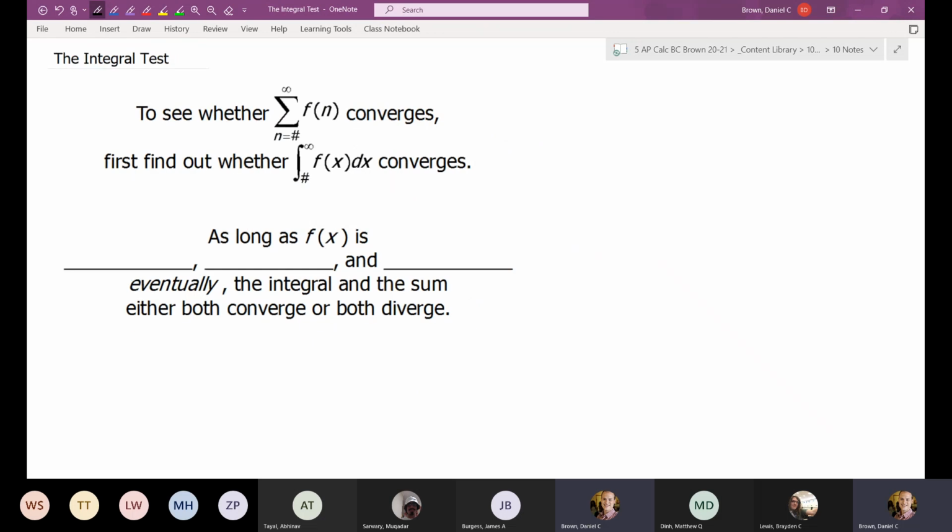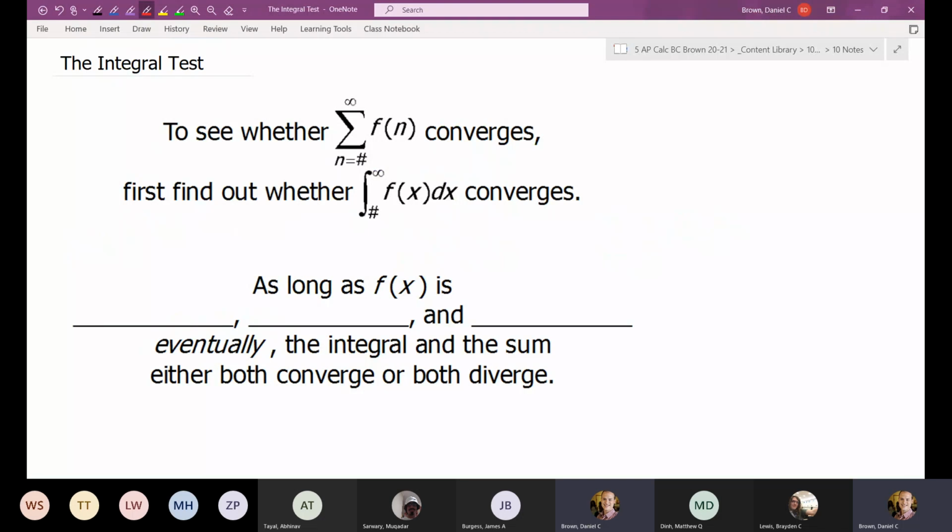So I'm jumping to this page in the notes since where I did the p-series test. The integral test does use integrals. I think that's pretty obvious by its name. And what the integral test says is basically if we want to see if a series converges, then we can find whether or not an integral that is related to the series also converges.